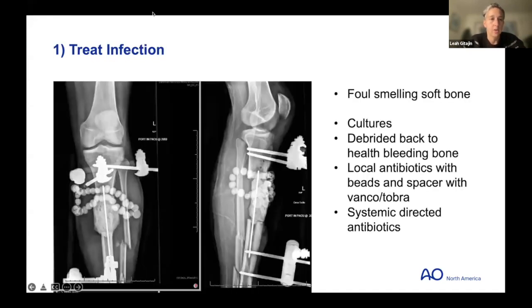In order to address that first problem, treating the infection, we took him to the operating room. We did an extensive debridement. He had a bunch of foul smelling soft bone. We took the hardware out. Like we've heard a bunch of times already, cultures are super important to help our ID folks and us choose the right local and systemic antibiotics. We debrided back to healthy bleeding bone and used local antibiotics in 2 forms: an antibiotic cement spacer and antibiotic beads, and then systemic directed antibiotics.